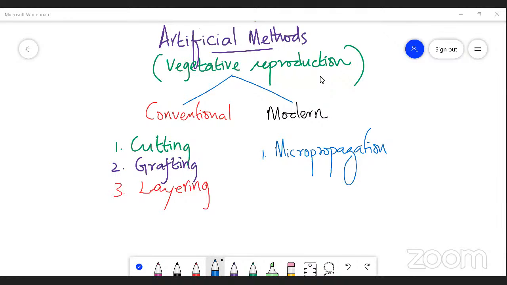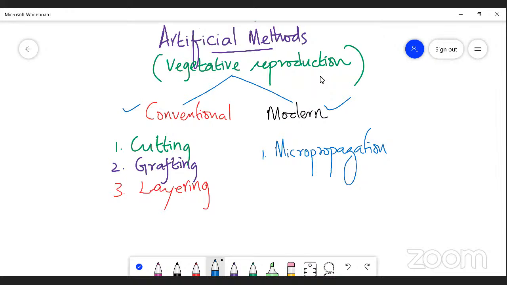Today I am going to talk about artificial methods of vegetative reproduction, which is a very interesting topic. Artificial method is a kind of vegetative reproduction in which an organism reproduces vegetatively by artificial ways. That is called artificial method of vegetative reproduction. Generally, artificial reproduction takes place by two methods: one is the conventional method and the other is the modern method.